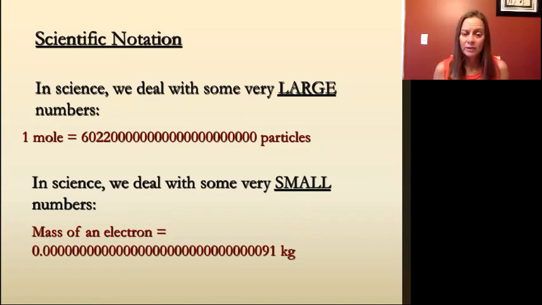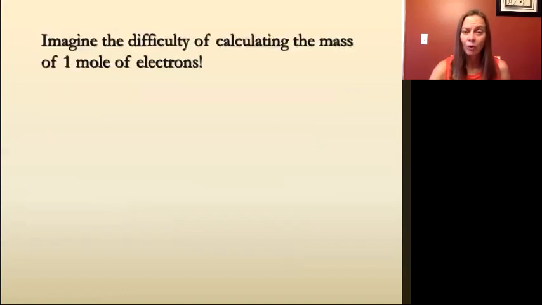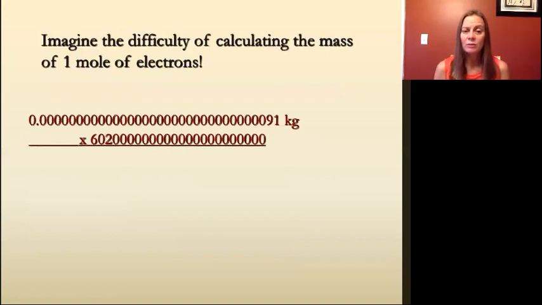There are a couple of difficulties in dealing with numbers that large and that small. One is that it's really easy, in writing them down or putting them into a calculator, to miss a zero. Then you're off by a factor of 10, and that's a huge amount. The other is that it's really difficult to make calculations with them. If we were trying to figure out the mass of 1 mole of electrons, we would be multiplying a really, really tiny number with all those zeros by a really, really huge number with all those zeros. I don't know about you, but my calculator simply won't allow me to put in all of those zeros, and my brain certainly can't handle them.